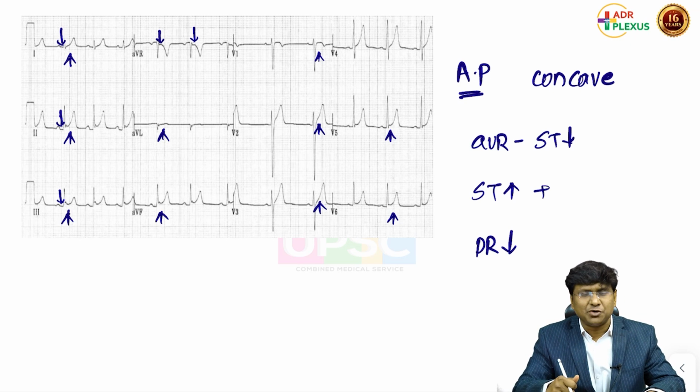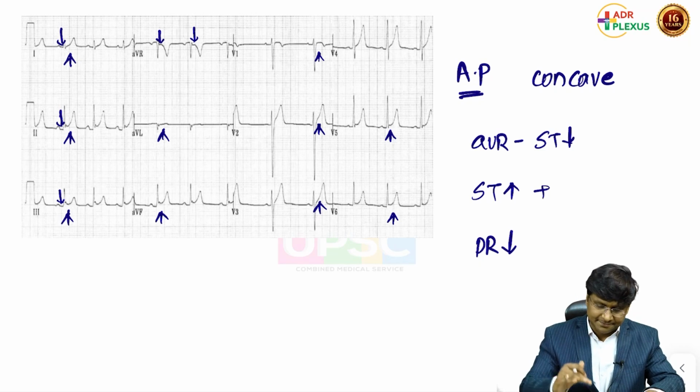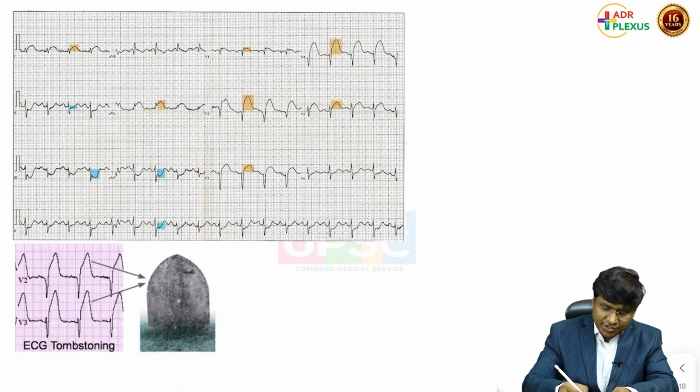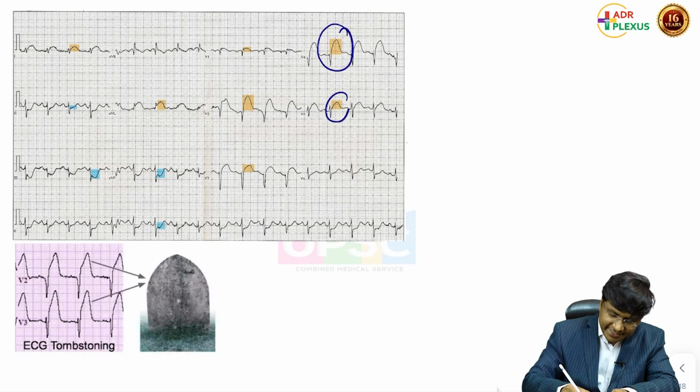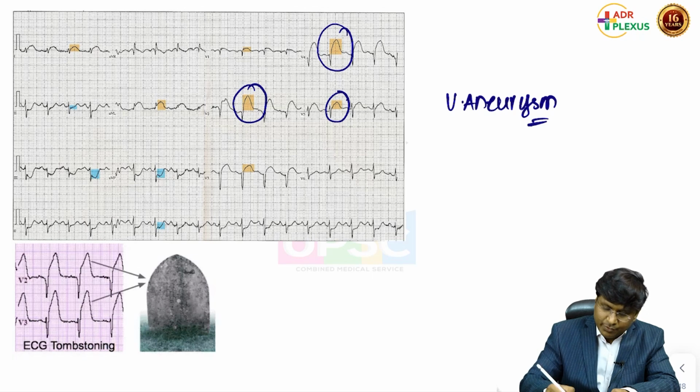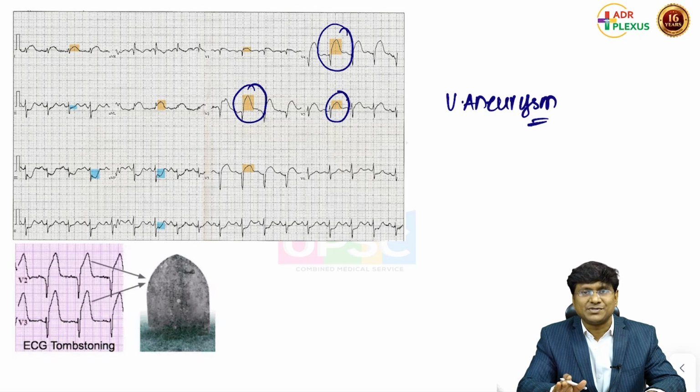And we have a case of acute pericarditis, subsequently I'll be discussing that. Now, this is your tomb-shaped ST segment elevation. Where will you have the tomb-shaped ST segment elevation? That is in patients with ventricular aneurysm. Ventricular aneurysm is one of the complications associated with anterior wall MI, right?